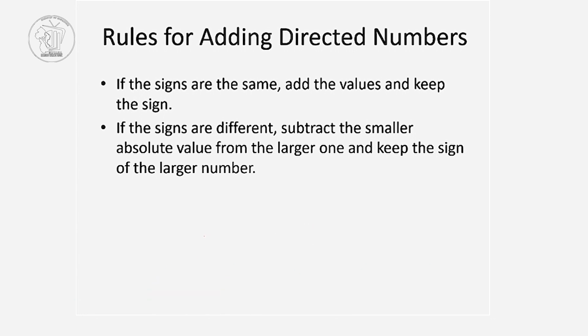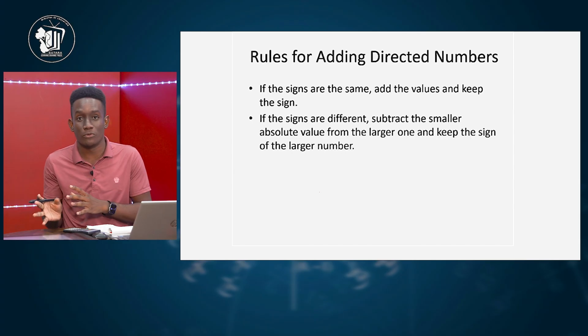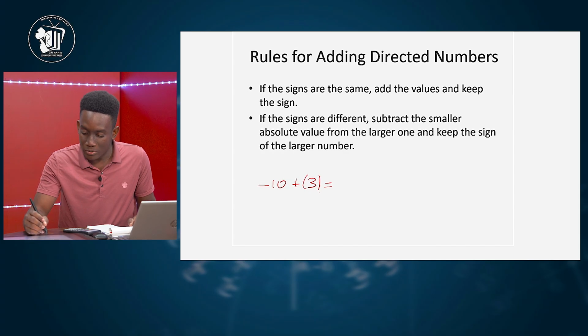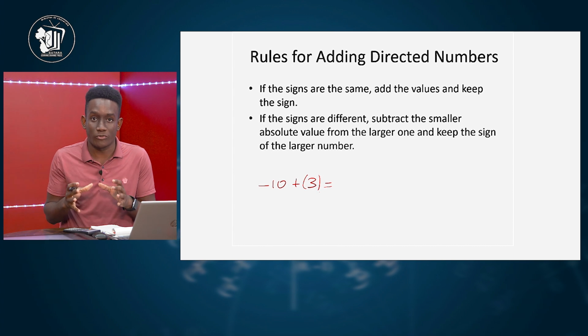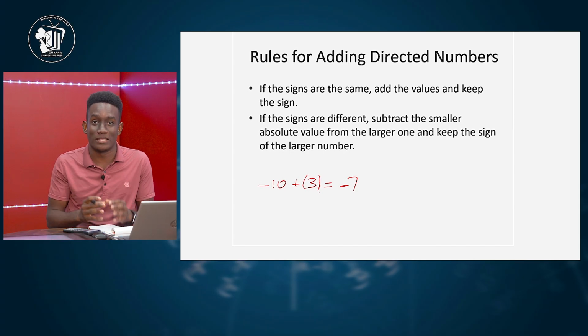And the next one says, if the signs are different, subtract the smaller absolute value from the larger one and keep the sign of the larger number. This is basically saying you find the difference between the numbers: you subtract the smaller number from the larger number, and then you put back the sign of the larger number. So if you have negative 10 plus 3, the signs are different. In this case, we have a negative and a positive. We subtract, 10 subtract 3 gives you 7, and we put back the sign of the larger number, which in this case is negative. So when the signs are different, you subtract and you put back the sign of the larger number.